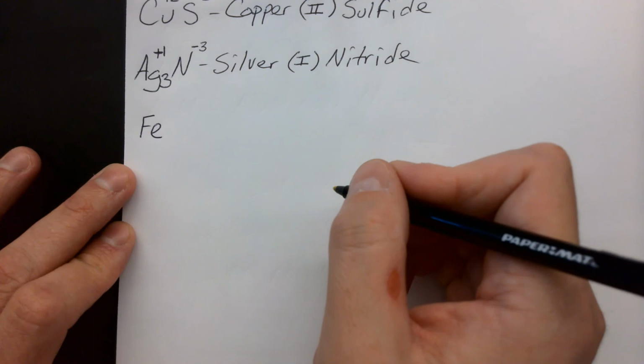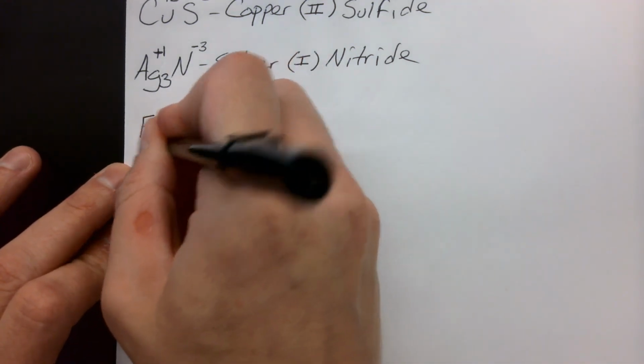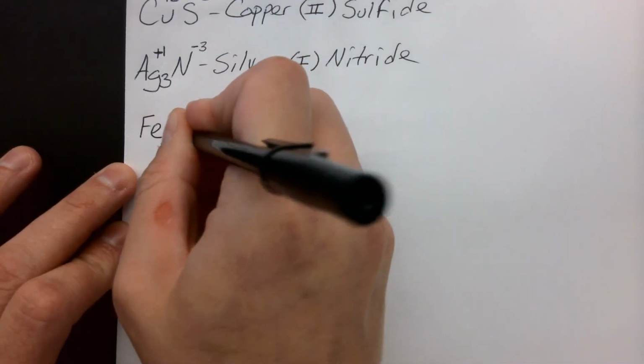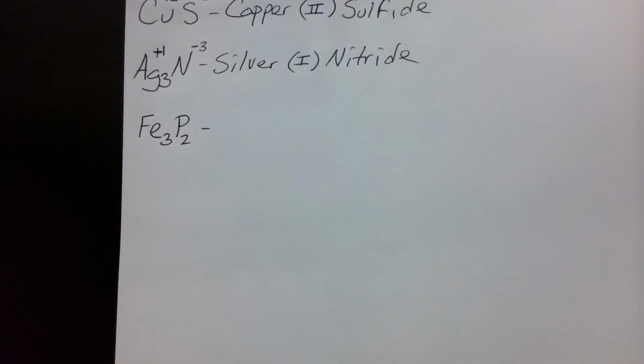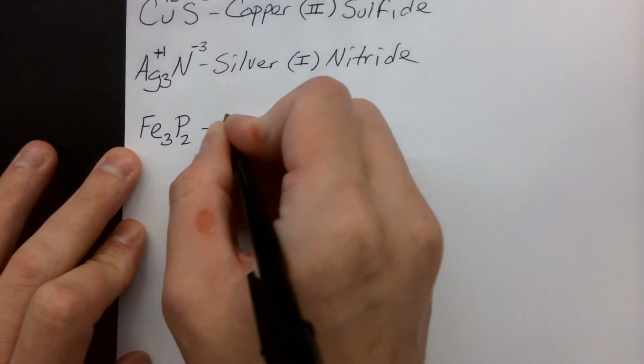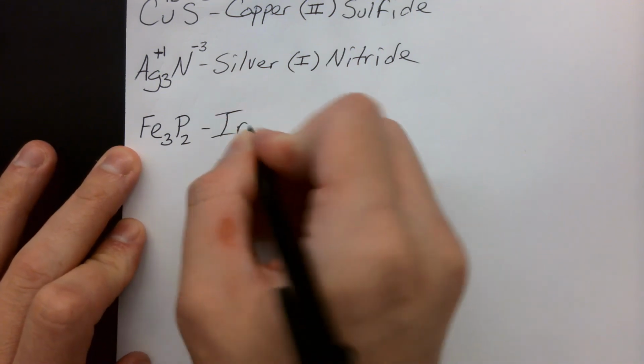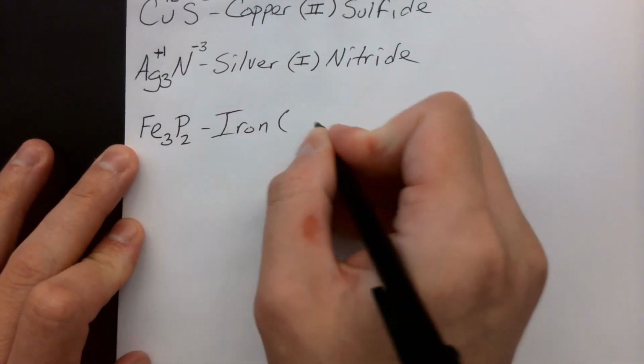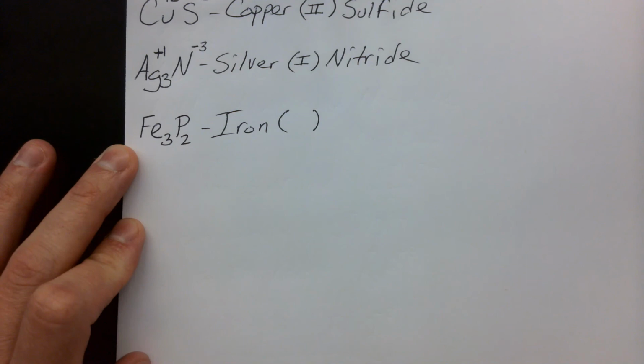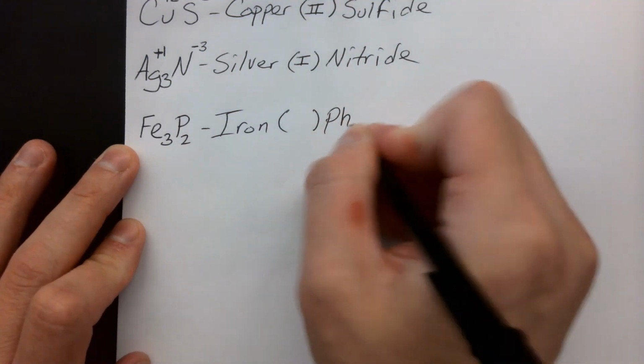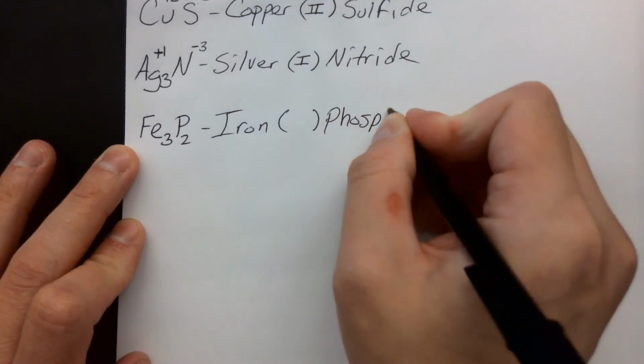Let's do this, the hardest one I can give you. Let's end on the hard one. So again, we know that this is iron, and we're going to need a Roman numeral, phosphide.